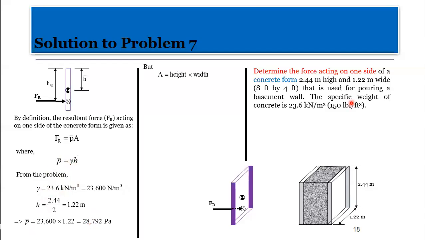Now, the area here is actually the cross-sectional area, the area on which the force will be acting. So we're looking at the height times the width, which is 2.44 times 1.22, and we have 2.9768 square meters. So therefore, F_R is simply P bar times the area, this value. And this gives us what?